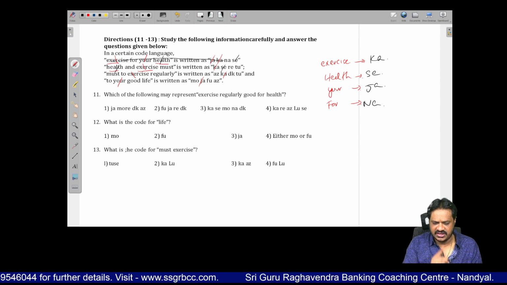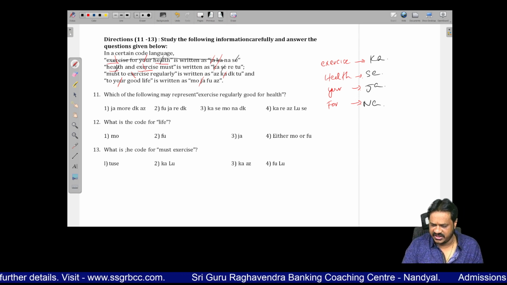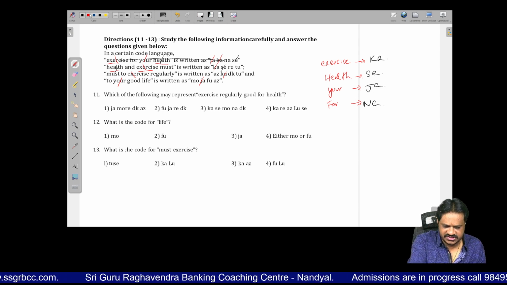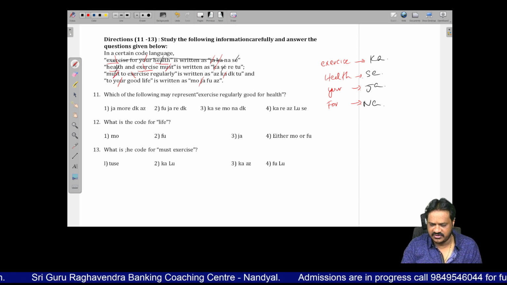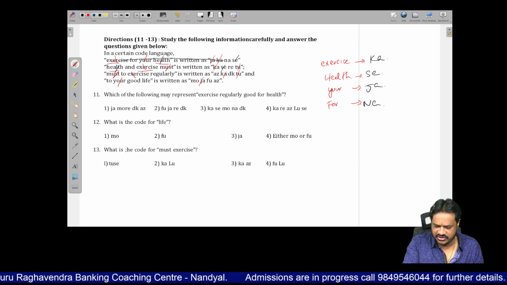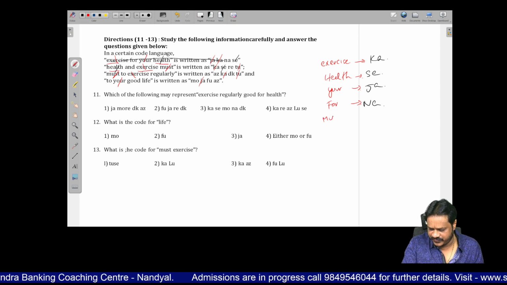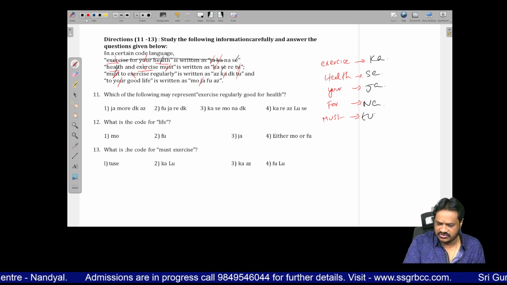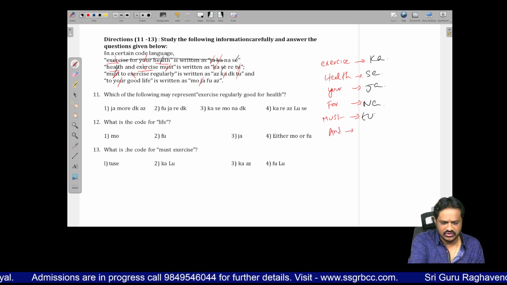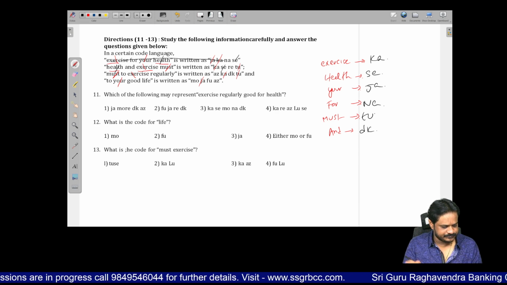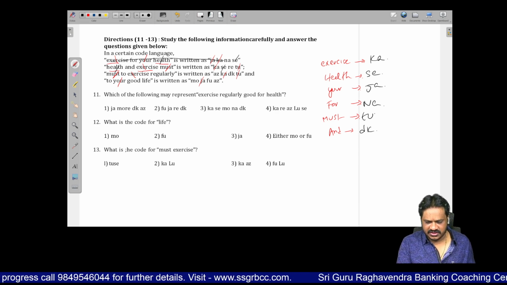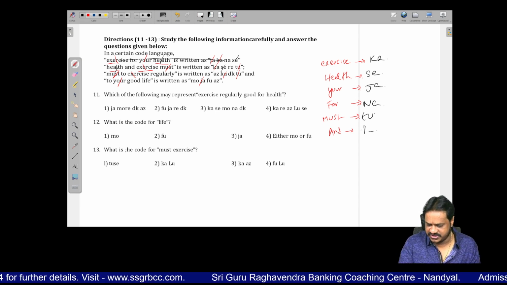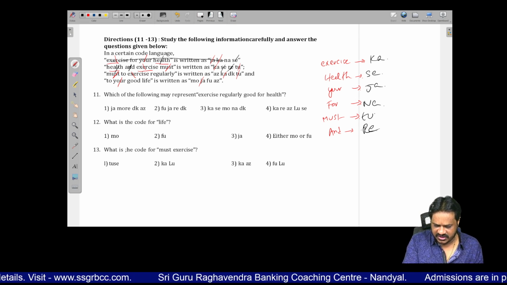Then go to the second. Health and exercise must. Already health is over, exercise is also over, KA SC, and must. If you see the second and third, you can see TU in common. So must code is TU. Then what is the code for and? Not DK, sorry, it is RE. And code is RE because the remaining code is RE. Come to the last one.